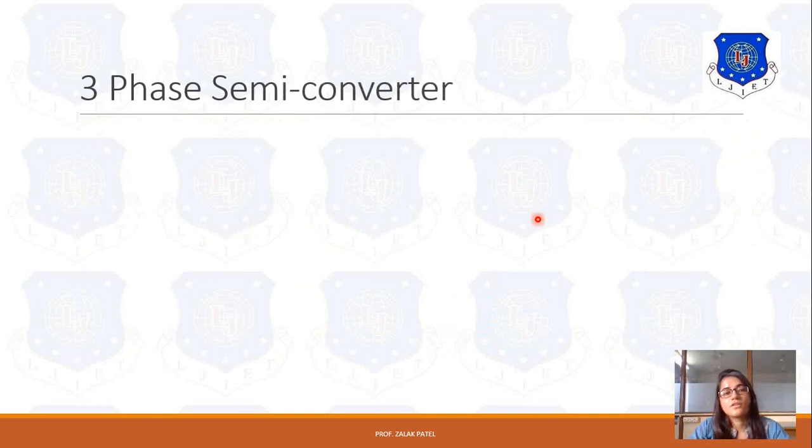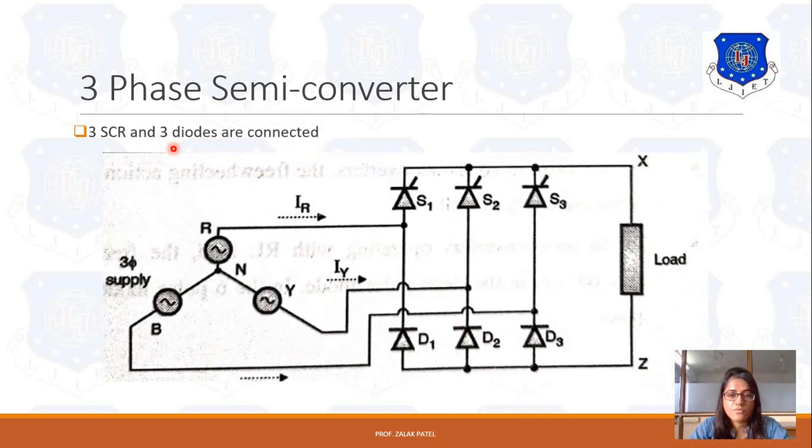Now let's take another topic, that is the three-phase semiconverter. We already discussed the one-phase semiconverter earlier, but for the three-phase semiconverter please consider that 3 SCRs and 3 diodes are connected. In the case of the three-phase full converter, 6 SCRs are connected, while in the case of the semiconverter 3 SCRs and 3 diodes are connected. The circuit diagram looks like this. Here the three-phase supply is there, with phase currents IR, IY and IB. This is the IB current. IB current is passing through the device.